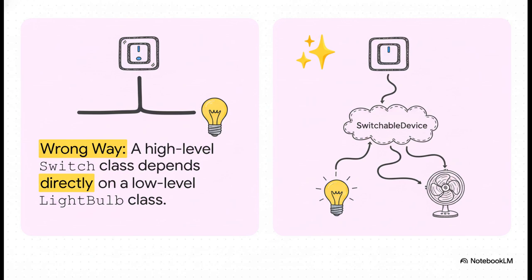And this example makes it so clear. On the left, the wrong way. Our high-level switch class knows all about the low-level light bulb class. They're stuck together. If you want that switch to control a fan, you literally have to go in and change the switch's code. But look at the right side. The switch doesn't know about light bulbs or fans. It only knows about a general idea, an abstraction called switchable device. Now the light bulb can implement that, a fan can implement that, and the switch can control either one without a single change to its own code. That is what powerful decoupling looks like.